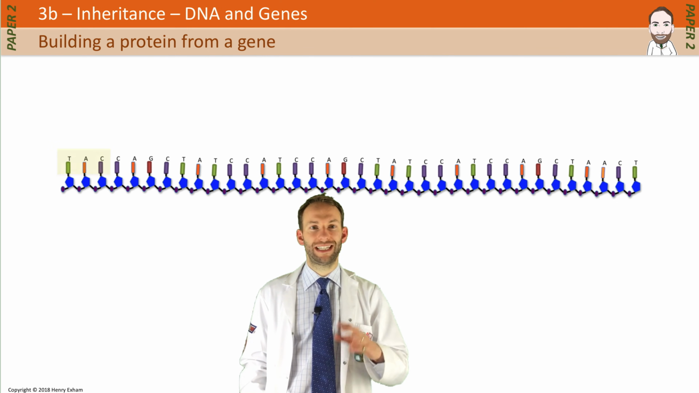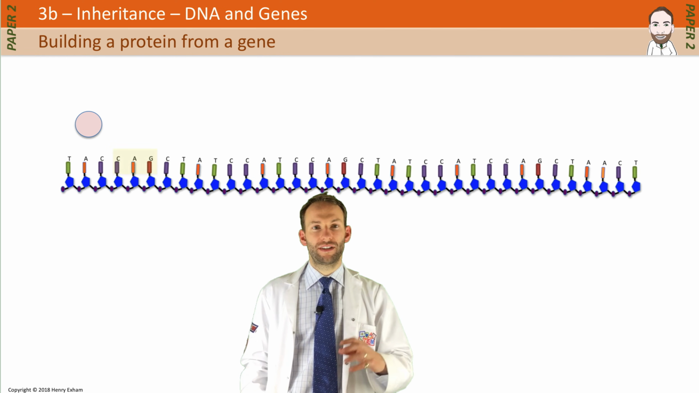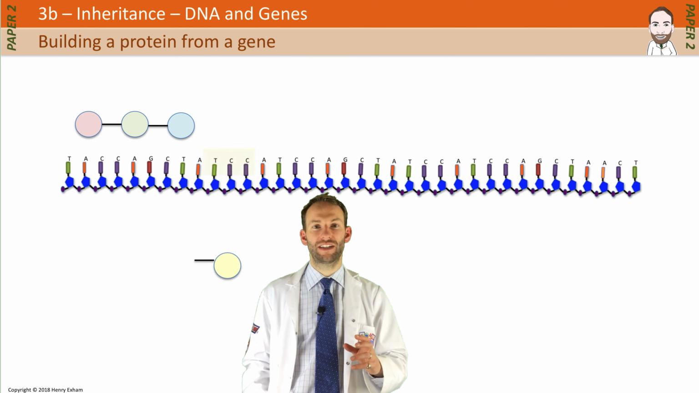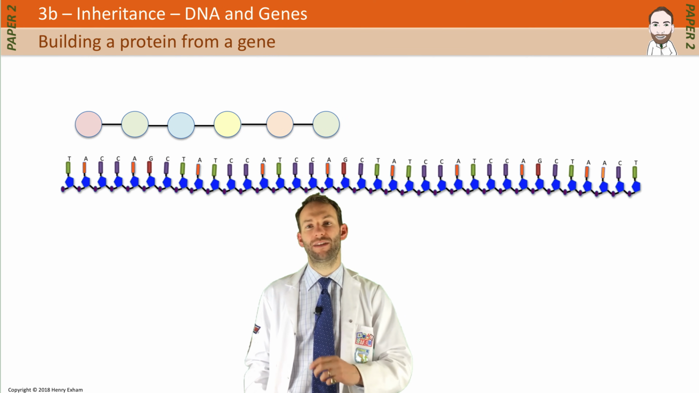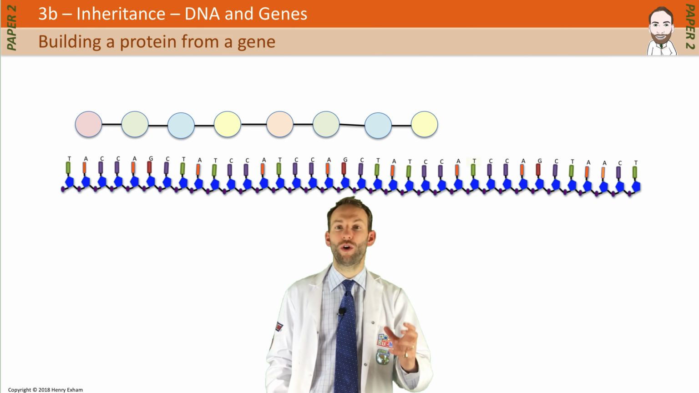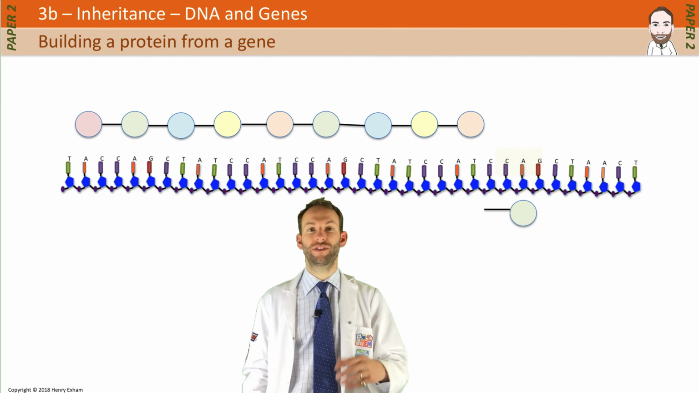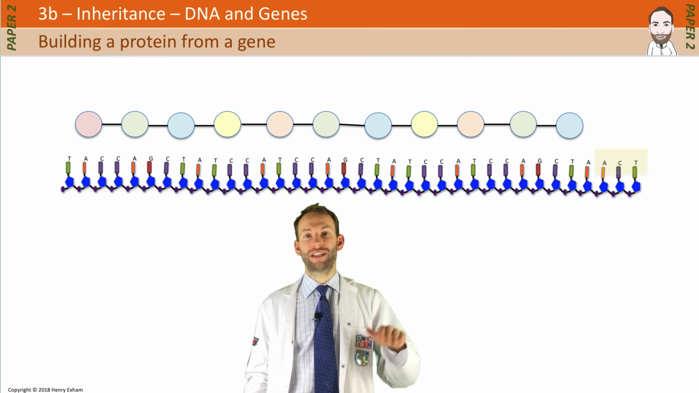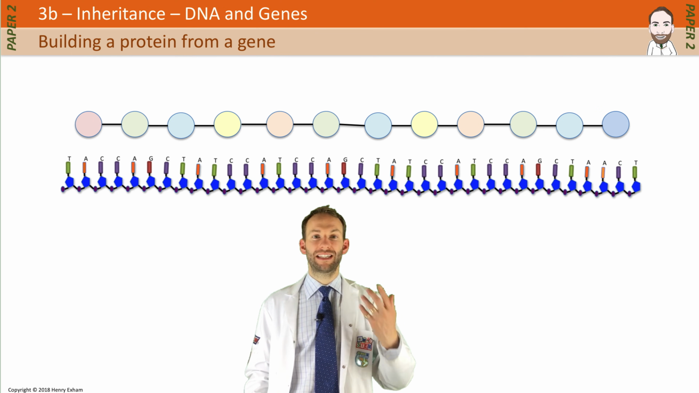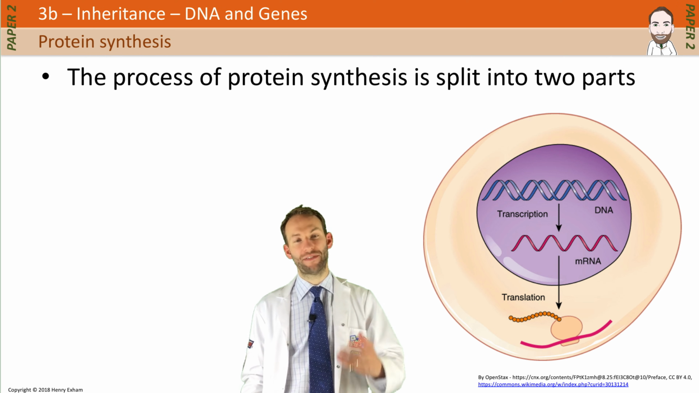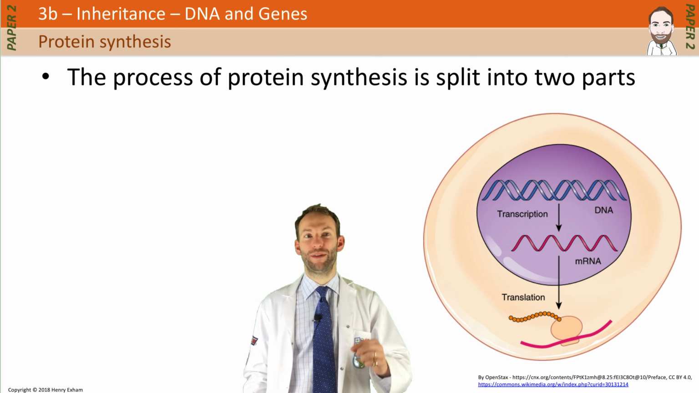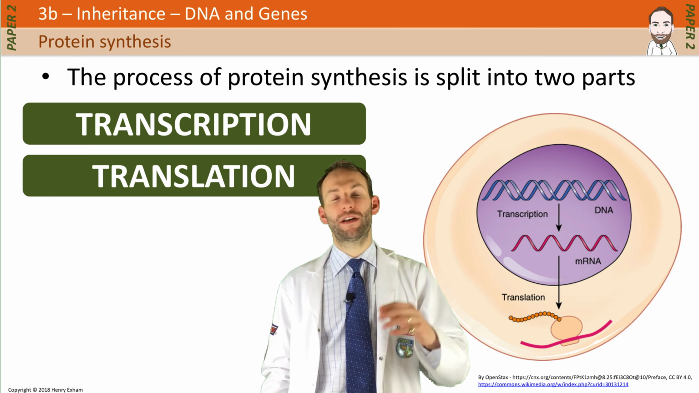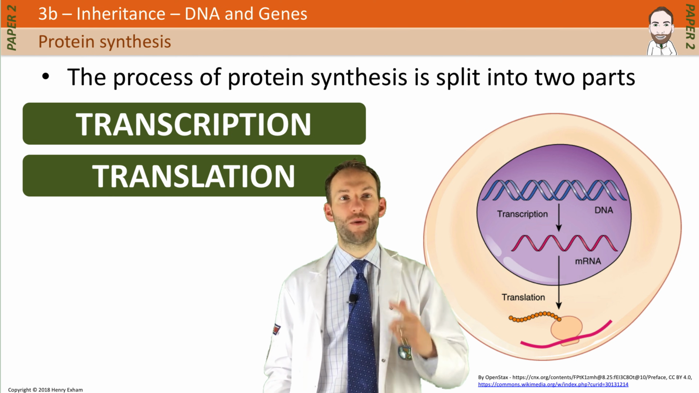So there we go, TAC codes for this amino acid, CAG codes for this amino acid, CTA this one, etc, etc, etc. Each 3 bases codes for a particular amino acid. Sometimes it's the same amino acid because there's a lot more triplet codes or codons than there are amino acids. There's 64 different codons but only 20 amino acids. But eventually, as you can see, we have now assembled a chain of amino acids. These can then fold up and form a protein. However, actually, this process is a little bit more detailed than that, and you need to know about it in more detail. So it's actually split up into 2 stages, one called transcription and one called translation.